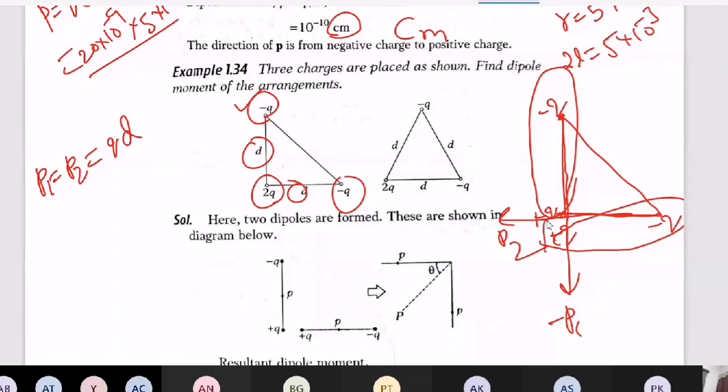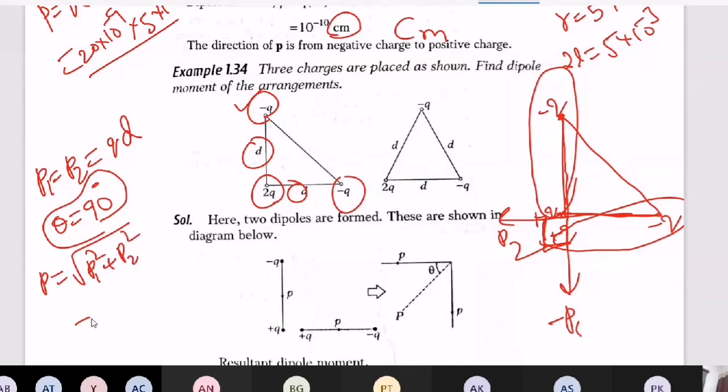And there are two dipoles and their angle is 90 degrees. So there are two vectors and you have to find the resultant. Where the angle between them is 90 degrees, the resultant formula becomes the square root of a square plus b square. So it will become root 2 times qd. So this is the resultant electric dipole moment of this electrostatic system.